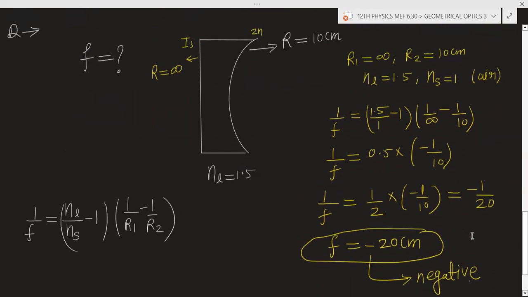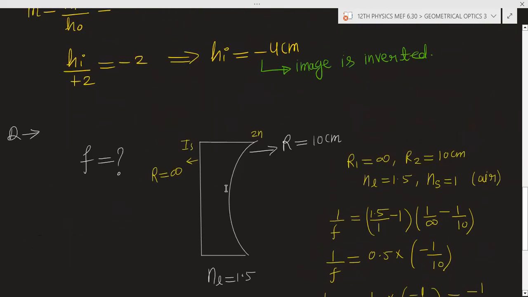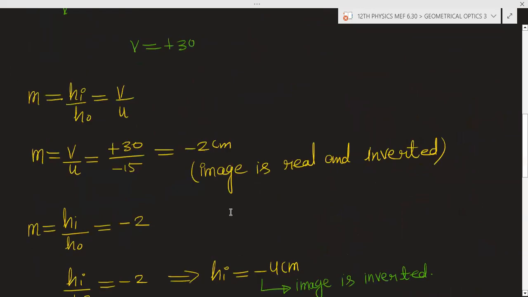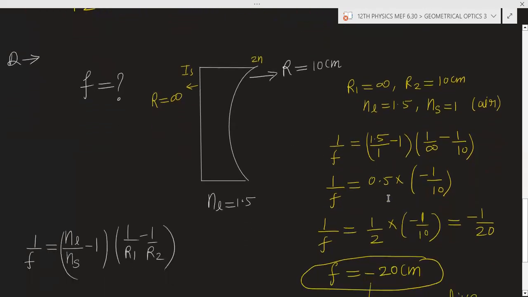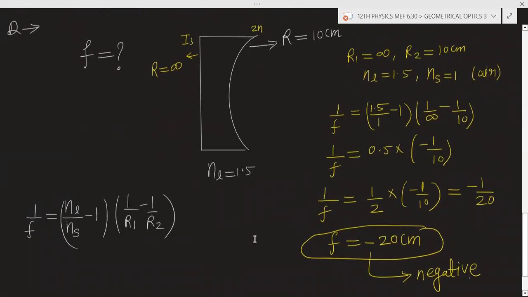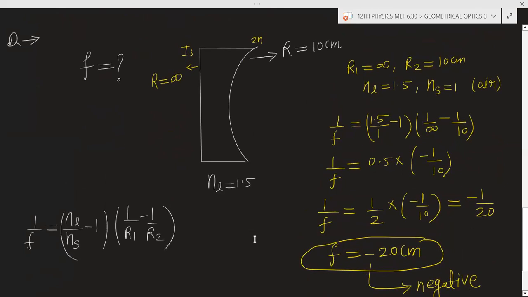You can see here that the focal length of this lens is coming out to be negative because this is a concave lens. The overall behavior of this lens is concave. That is why the focal length is coming out negative, because the focal length of a concave lens is negative. For a convex lens, the focal length is positive. So in this way, you have to solve the question.